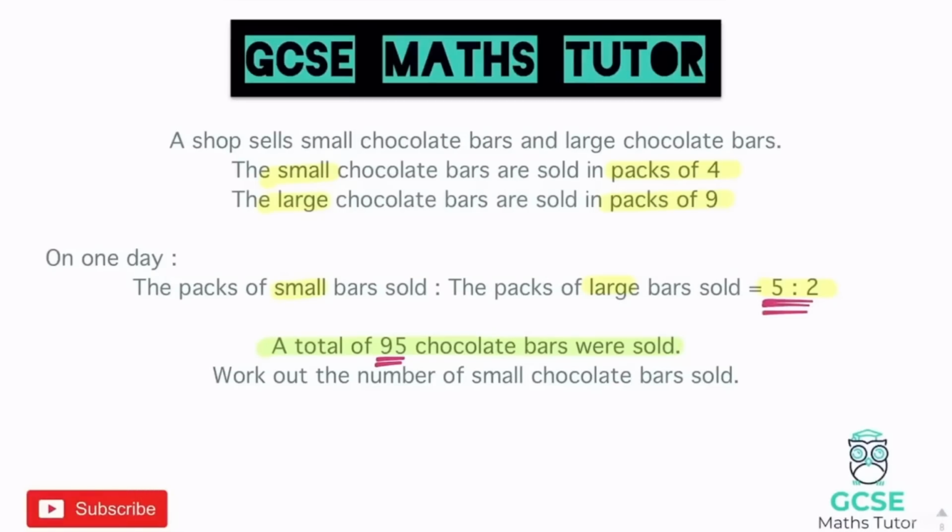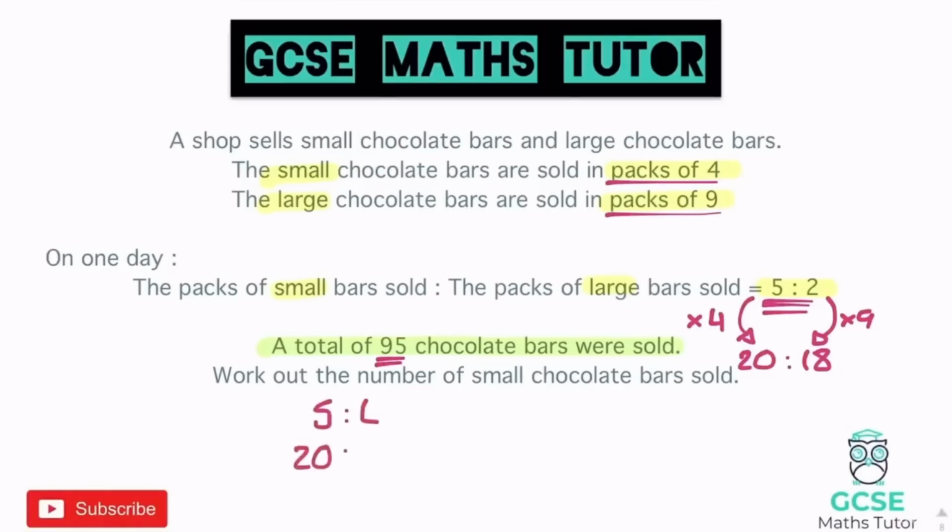So if we go about doing that, 5 to 2, we've got 4 in each of the small chocolate bar packs. So if we times that one by 4, that tells us how many chocolate bars are in there. That would be 20. And in the large one, we've got packs of 9, and we've got the ratio of 2 of those. So if we times that by 9, that gives us 18 chocolate bars. There we go. So in terms of actual chocolate bars, that ratio is 20 chocolate bars to 18 chocolate bars. We've got small to large, and it's now 20 to 18.